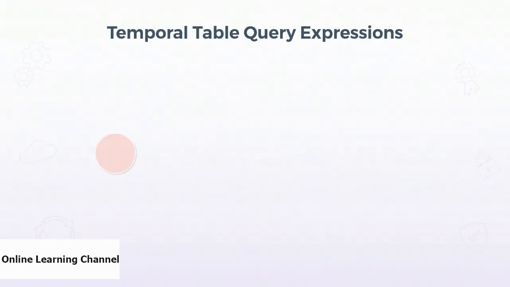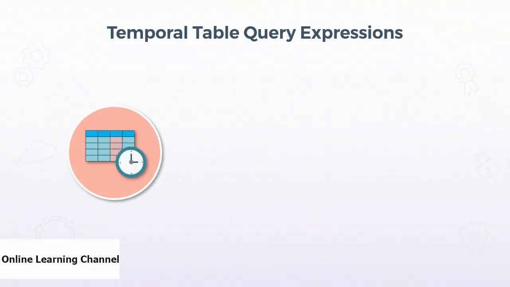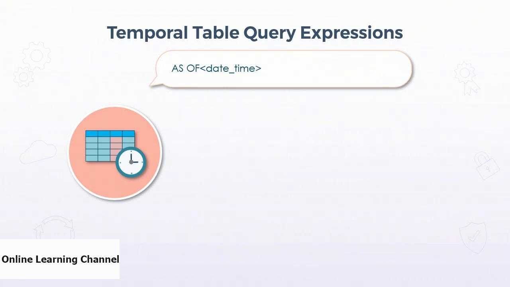Now, the real power of temporal tables is being able to query the data across time. There are several options for doing this. The as of option allows you to specify a single date time and get the results as they would have appeared at that time in the past.